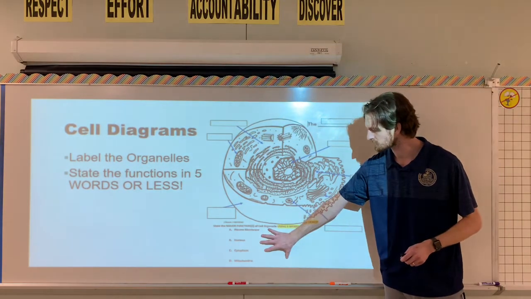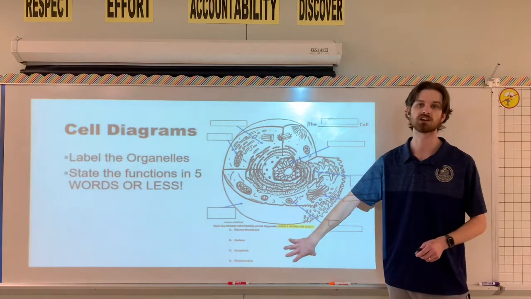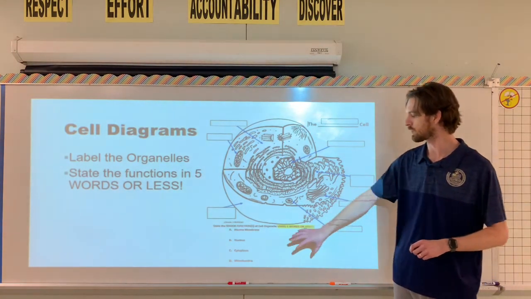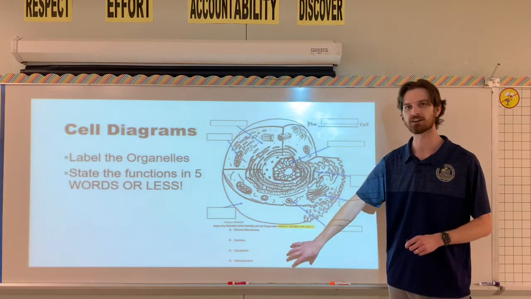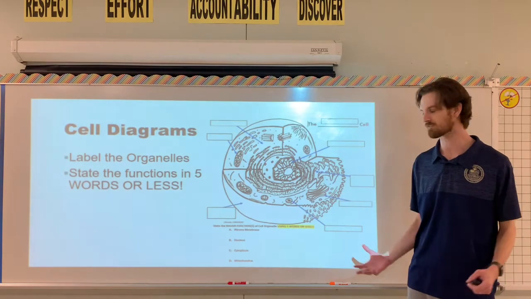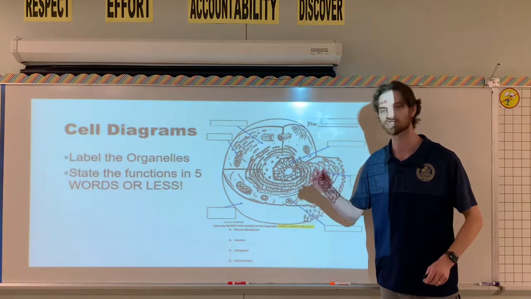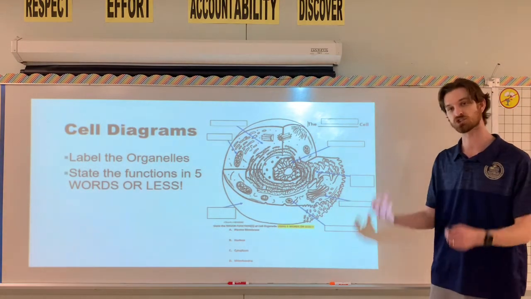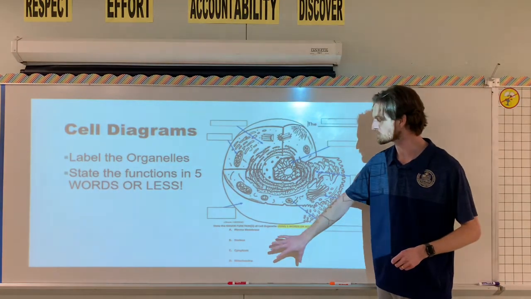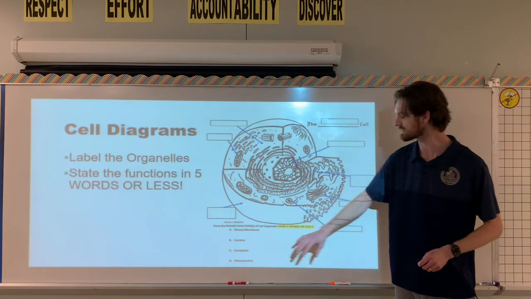Additionally, down here at the bottom, I want the functions of the organelles that are all listed. There are quite a few of them. So I want those functions listed in 5 words or less. Do not give me Google definitions. Do not give me long definitions. I want them as short and sweet and to the point to what their job is in the cell as possible. If you're doing this well, you should have 5 words or less for each of these.